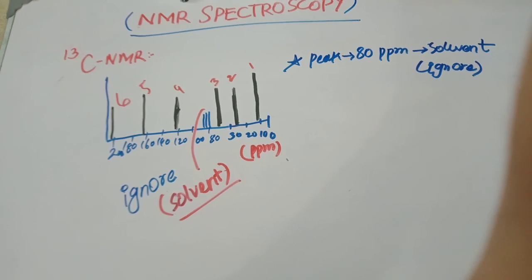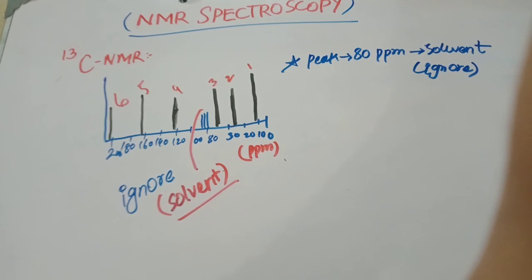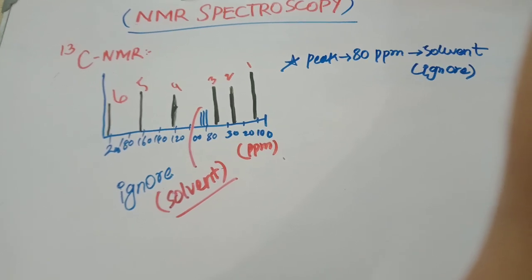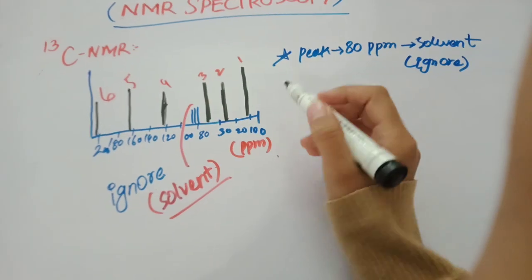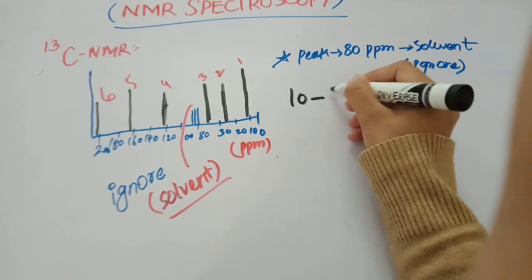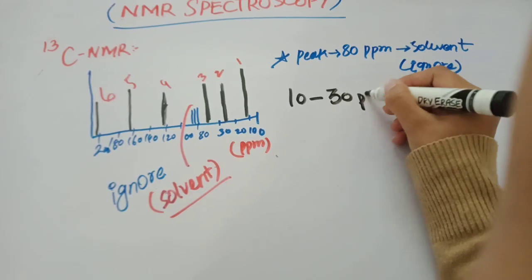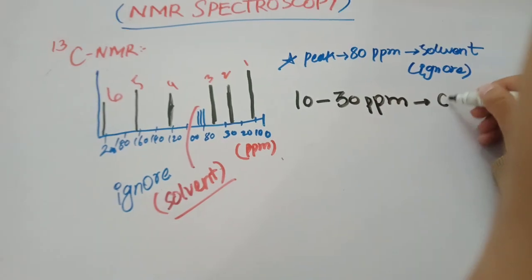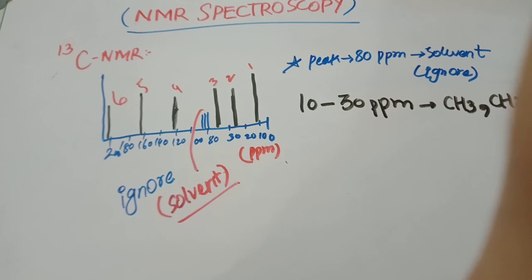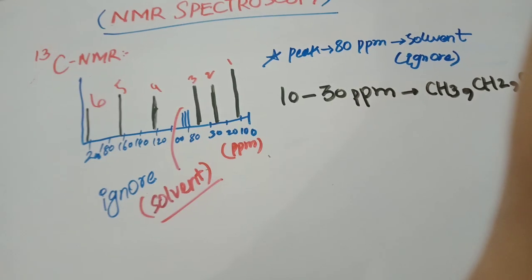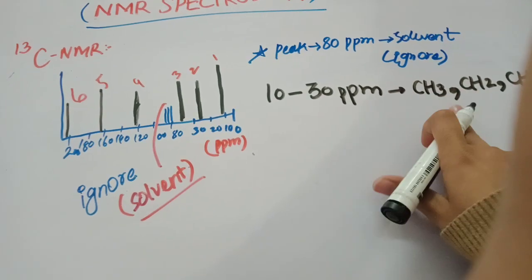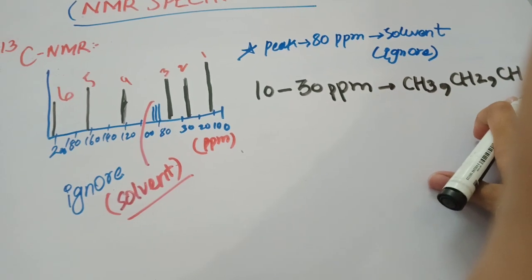After that, let's move towards the next peaks. So students, you have to remember the peak which is present at about 10 to 30 ppm will be of CH3, CH2, or CH.